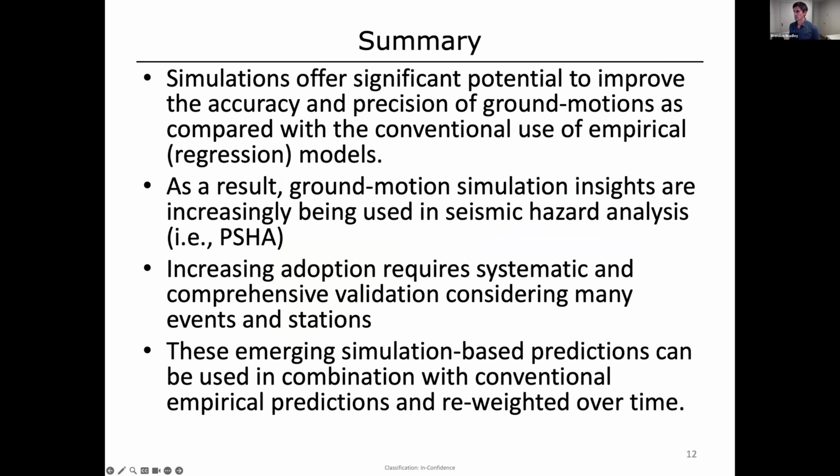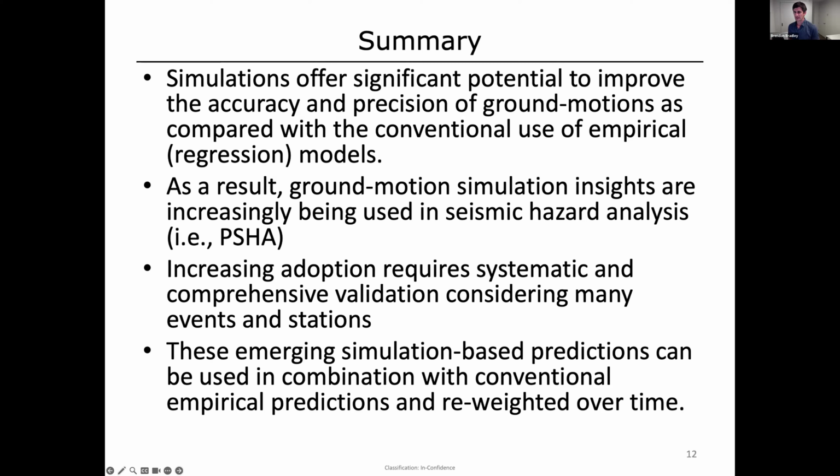So in summary, in the time that I've had, hopefully I've convinced you at least that simulations have the potential to improve the accuracy and precision of ground motion prediction compared with the conventional use of regression or empirical models. We're seeing that ground motion simulations are increasingly being used in ground motion prediction and seismic hazard, either directly or indirectly. The outcomes from those simulations are improving the empirical models themselves. I touched on the fact that validation is really important to make sure that we're actually realizing the conceptual benefits of these models, and it's not all smoke and mirrors, that in concept they can do better, but in practice they don't. So validation is central for that.